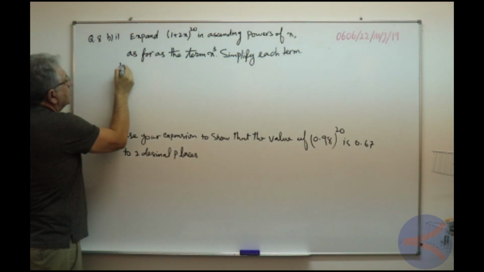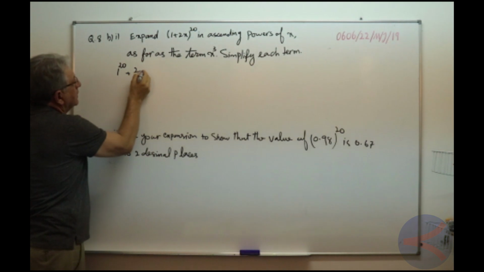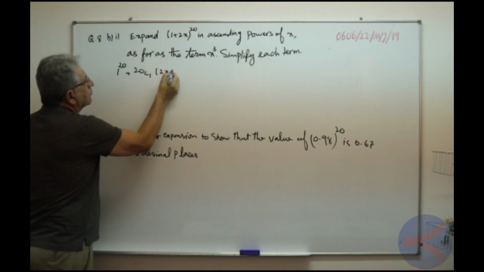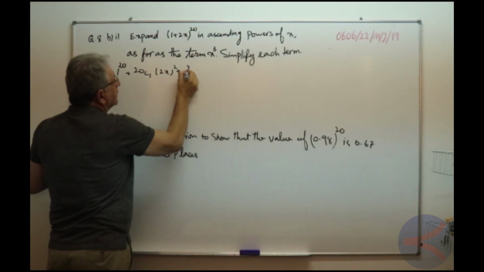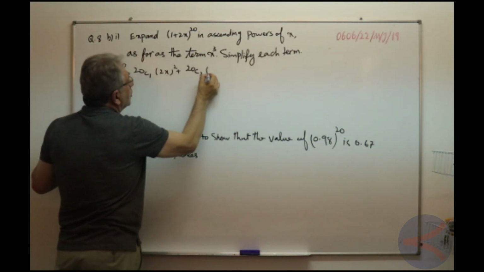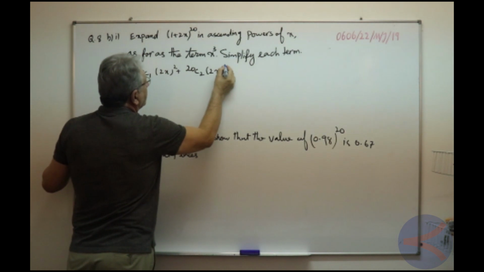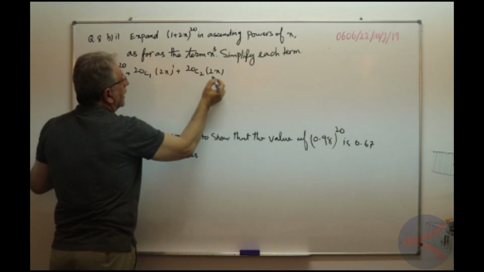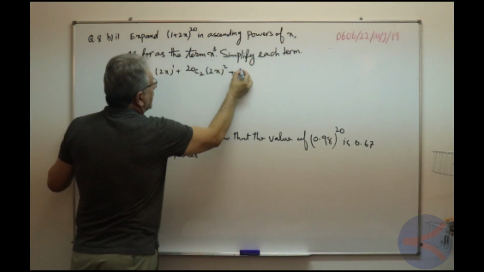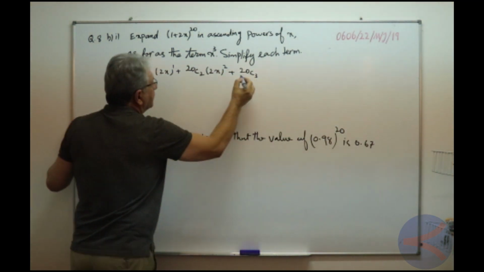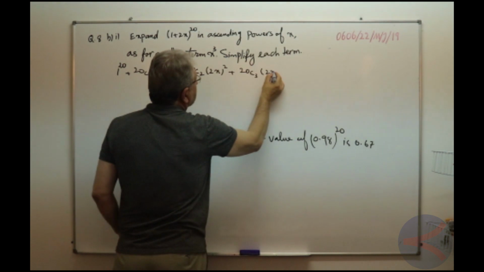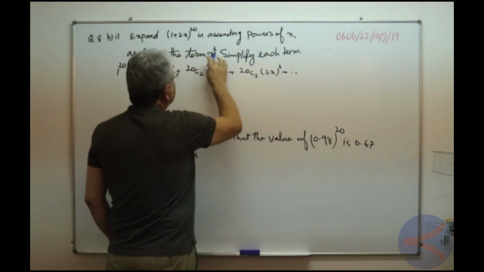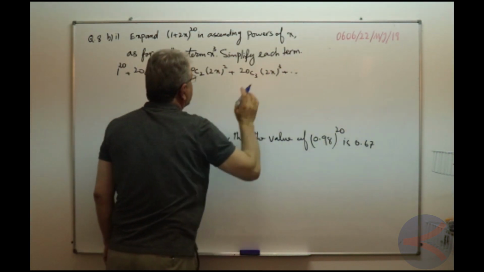This is 1 to the power of 20 plus 20c1 times 2x to the power of 1, plus 20c2 times 2x to the power of 2, and 20c3 times 2x to the power of 3, and it goes on like that. But we want only till x to the power of 3, therefore we don't continue.